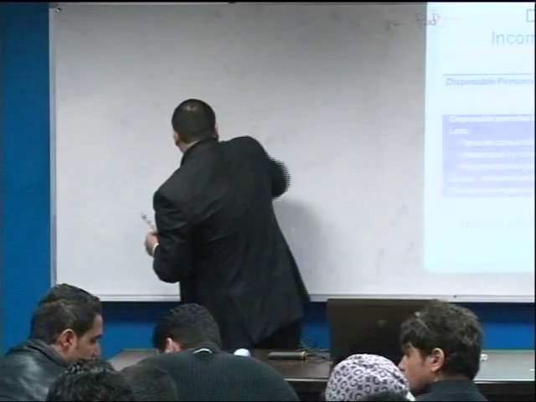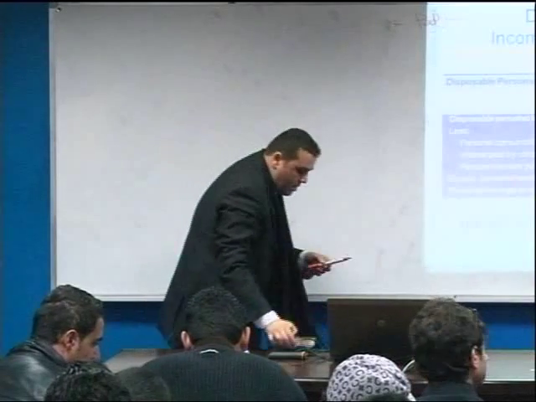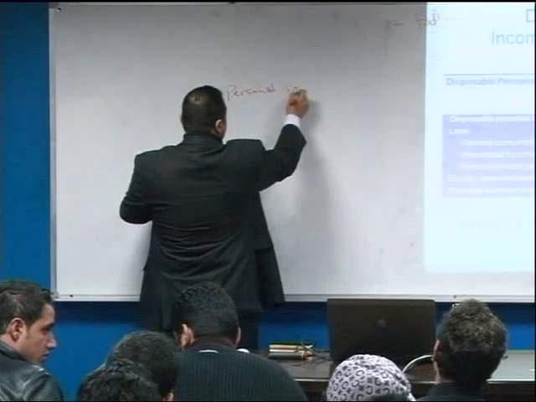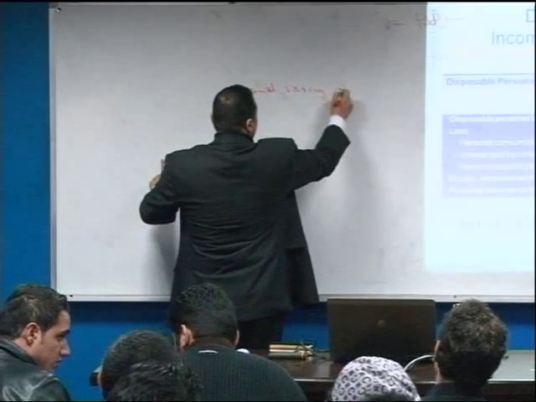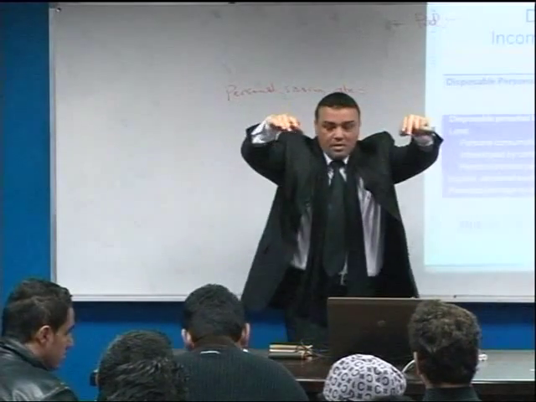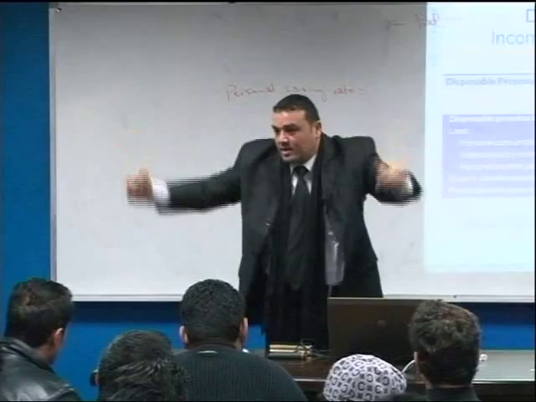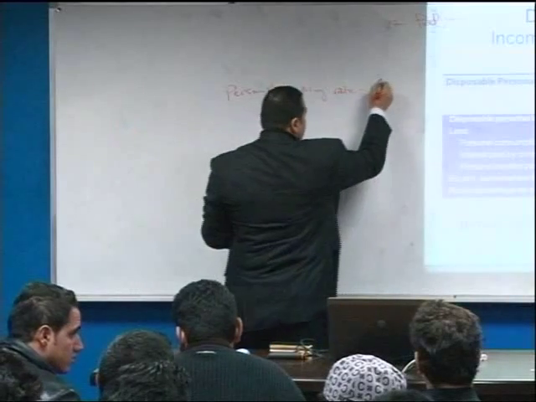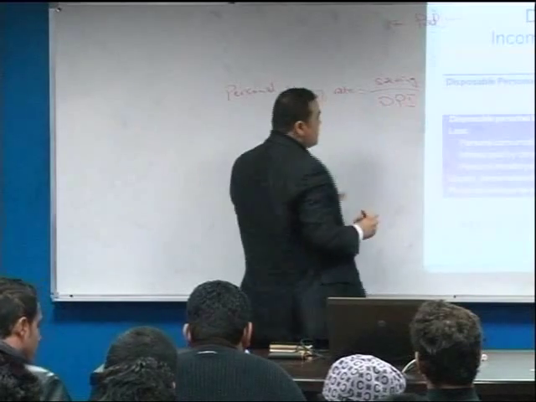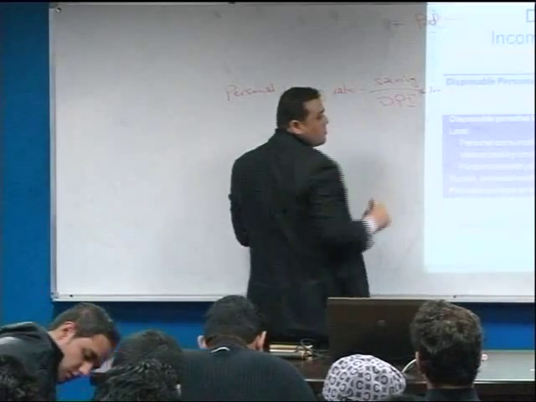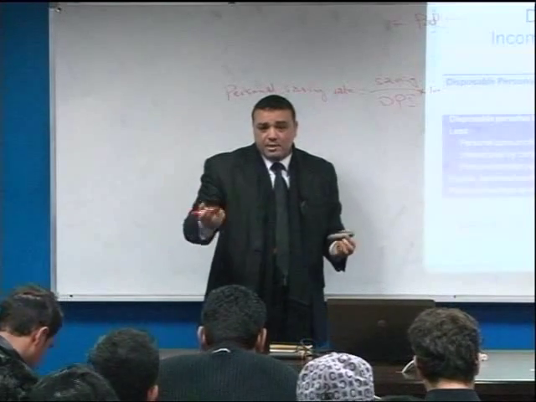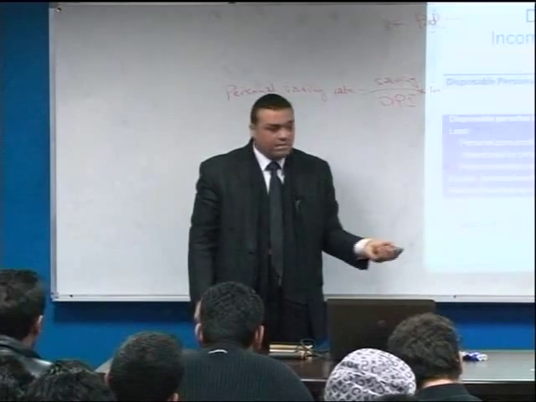So the personal saving rate عبارة عن ايش؟ السيفنج over اللي هو disposable personal income, saving over DPI times 100. هذا نسبة السيفنج من disposable personal income.